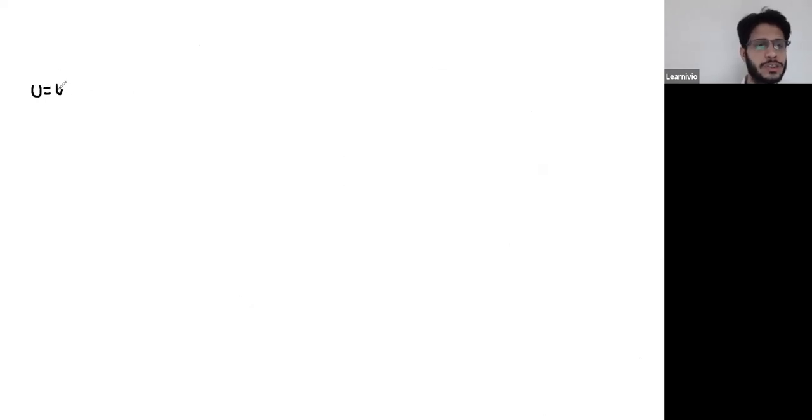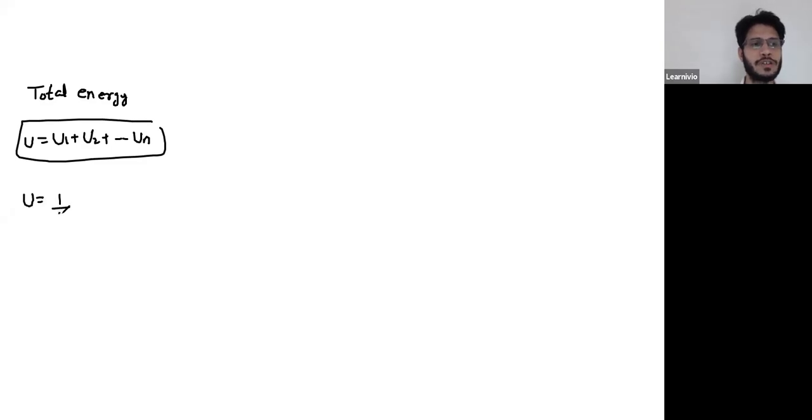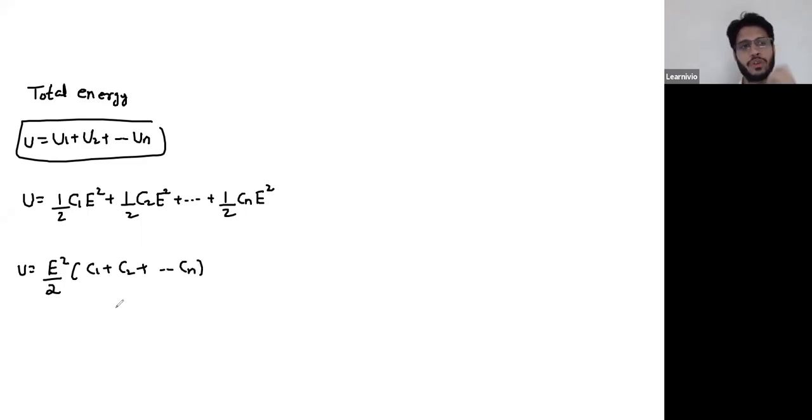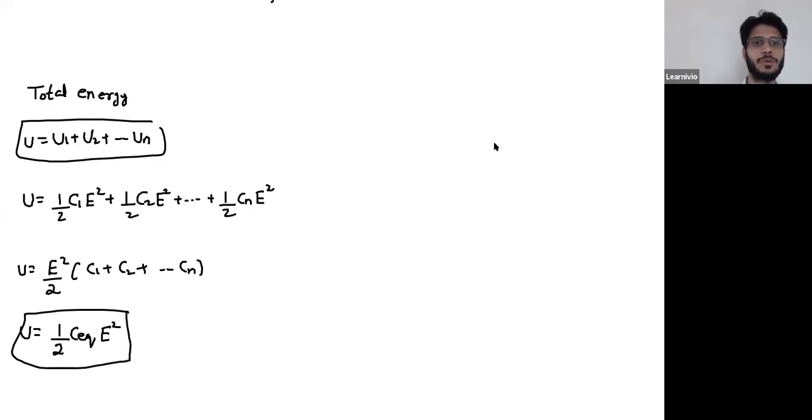So total energy is just the sum of the energy stored in each capacitor. Or you can derive a relation. This is half C1 E square plus half C2 E square, up to half Cn E square. This E square by 2 is constant. You can write this as C1, C2, up to Cn. So when you add C1 to Cn, this is C equivalent. Your energy is half C equivalent into V square. So this is the total energy stored in the circuit, half C equivalent into V square. Note it down there.